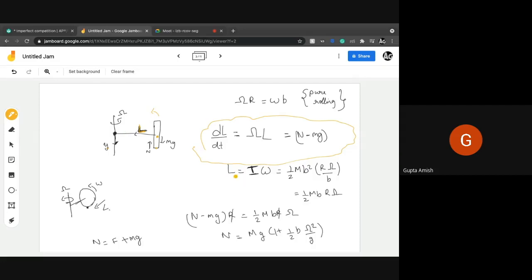So L is equal to I omega, which is equal to half m b square times omega. b is the radius of the disk, and I took omega from this relation and put it in here. Now I just use this equation, and I equated this.